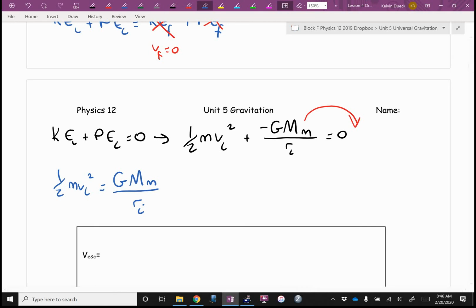Oh, cool. Will the escape velocity for a big Saturn V rocket or the space shuttle be the same as the escape velocity for a smaller NASA probe? Why? Well, that's kind of nice.